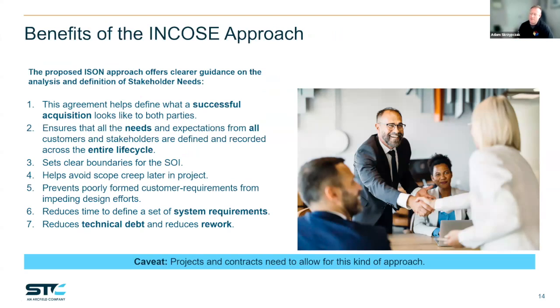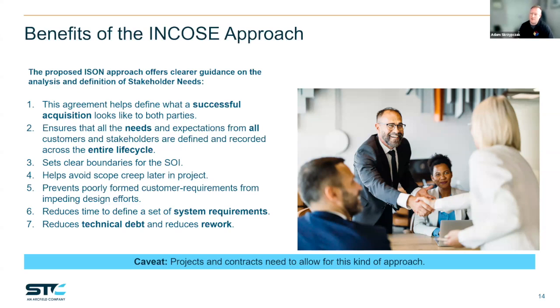But like I said, I think incorporating this lifecycle needs and definition process and the integrated set of needs into the OOSEM really helps with defining what that successful acquisition looks like. It forces you to really identify all the needs and expectations of all the customers and stakeholders across the entire lifecycle. That lifecycle identification piece is huge.